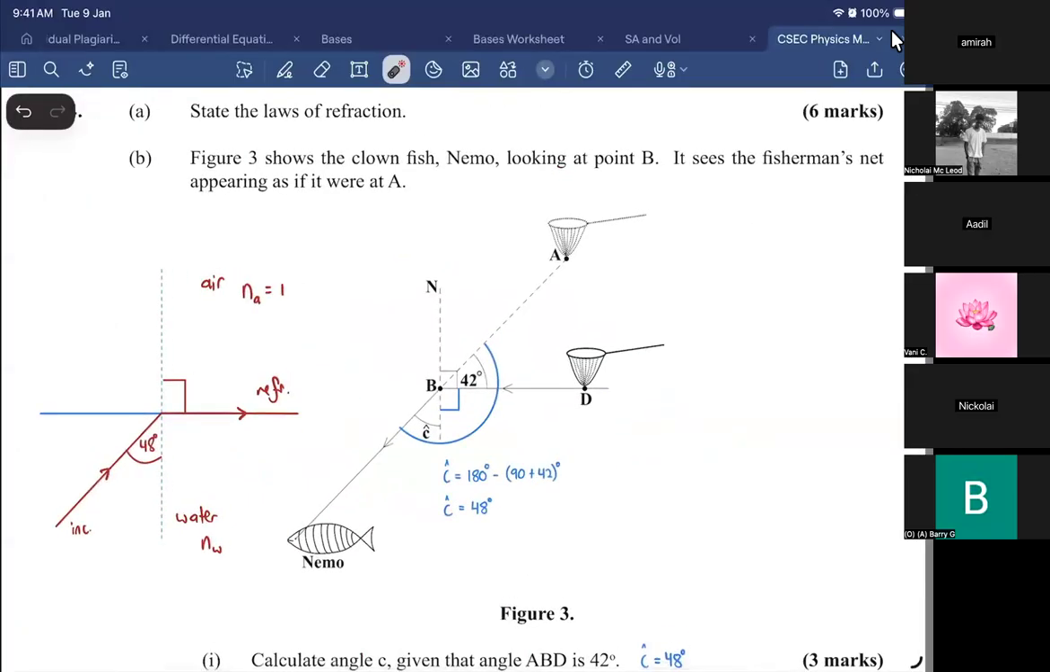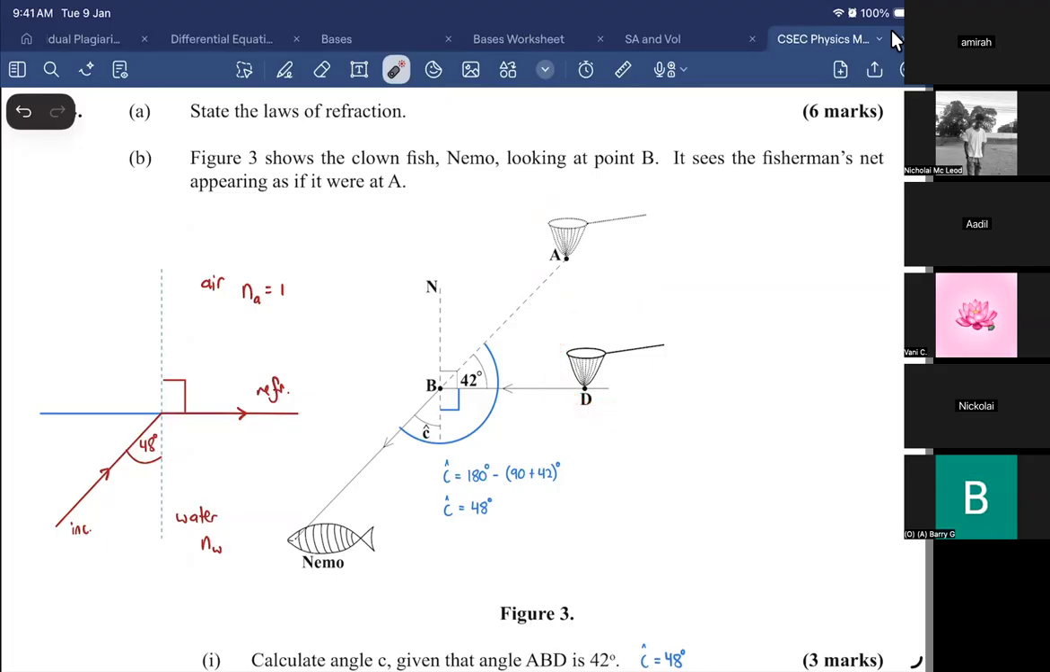So in the question, they were saying that Nemo was looking at point B, and it sees the fisherman's net appearing as if it were at A. So right now, the fish is seeing the net as if it was over here, but the net is actually over here. So, Zachary, when you look at this question, the fishing net is actually at the boundary line. Yes, sir. Nemo sees it as if it was over here, but the fishing net is actually over here. It's at the boundary line.